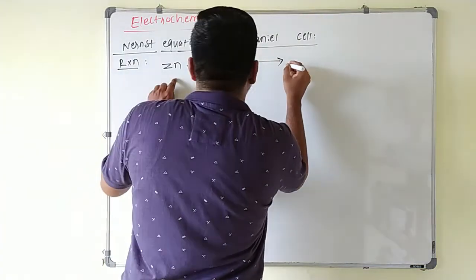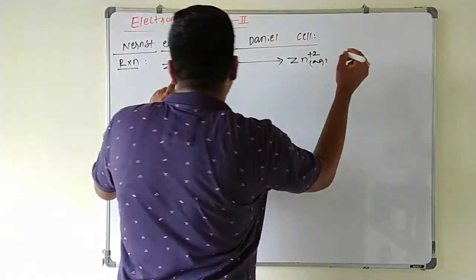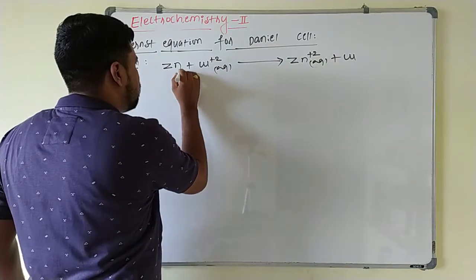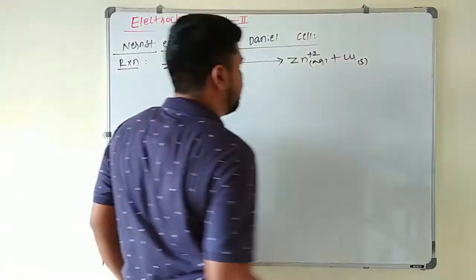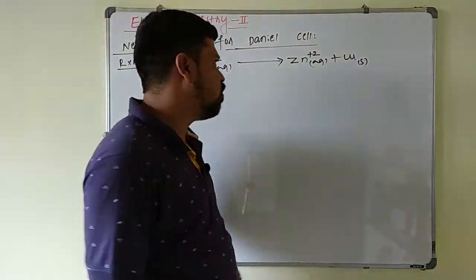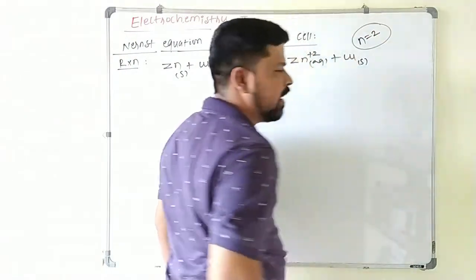So this will be converted as Zn plus 2 in the aqueous medium. Copper undergoes reduction, it becomes copper here. So this is also solid, and this will be deposited as solid. Zinc loses 2 electrons and copper gains 2 electrons. So the number of electrons exchanged will be equal to 2 here. N value is taken as 2 here.